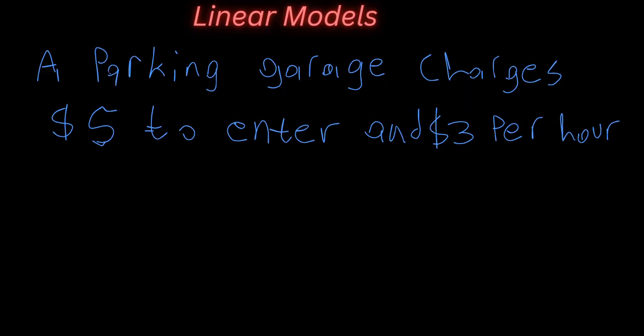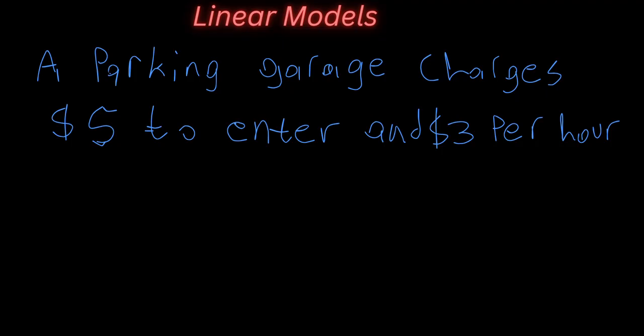Here's problem number 1. We're told a parking garage charges $5 to enter and $3 per hour. And we'll assume for this equation that anything between 0 and 1 hour will be rounded up, and anything between 1 and 2 hours will be rounded up. So go ahead, pause the video, and create an equation that represents this, and you may need to create a table to understand how to write the equation.